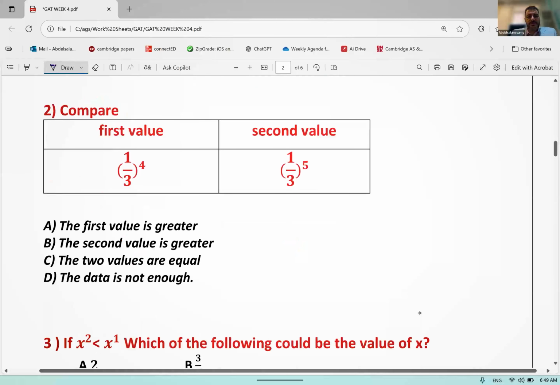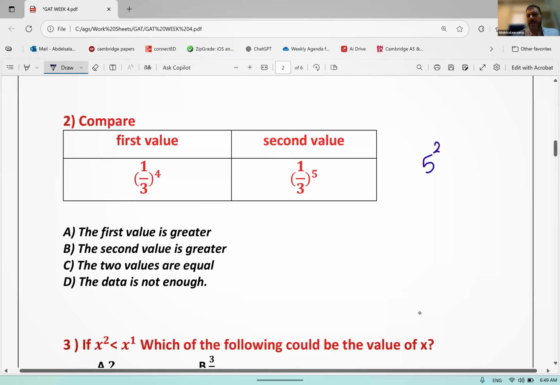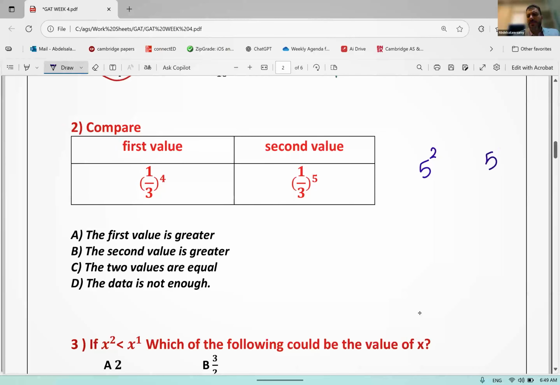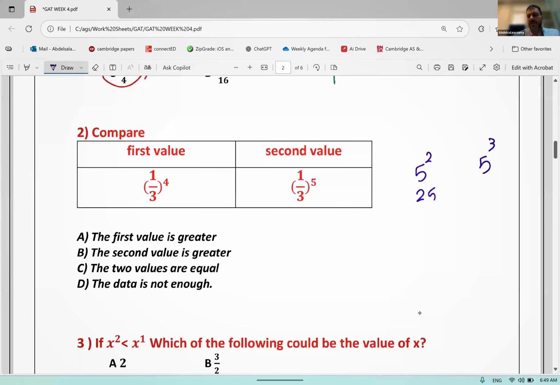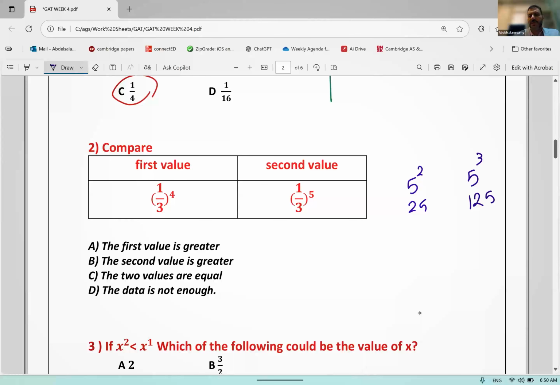Question number 2. Compare between 1/3 exponent 4 and 1/3 exponent 5. For any number, if you have 5 power 2 and 5 power 3, 5 exponent 2 is 25, 5 exponent 3 is 125. You told me, Mr., from this rule, I'm sure that the second value is greater. I was like, no, remember, let's take the fractions.